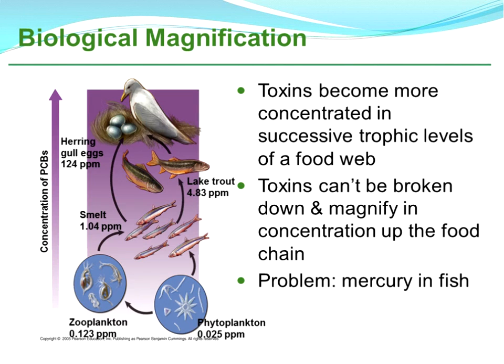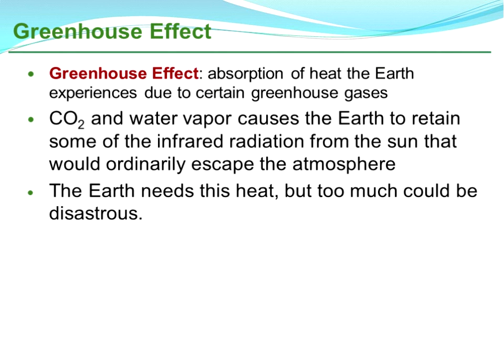It's a huge problem with mercury in fish, which is one of the biggest problems we have with that. And it's one of the reasons why there are some pesticides and things that we no longer use, because we were finding that this magnification was happening.